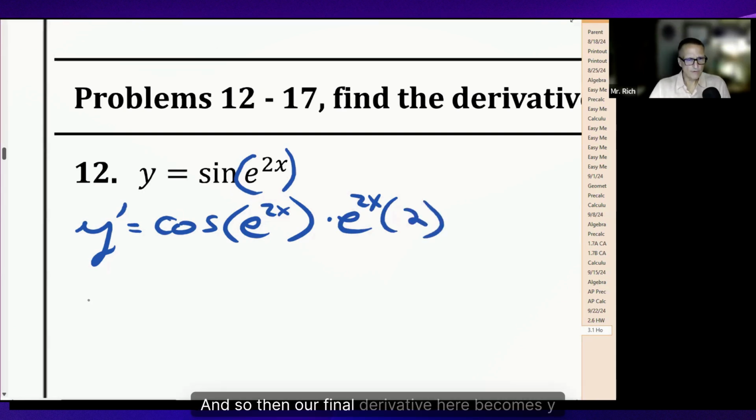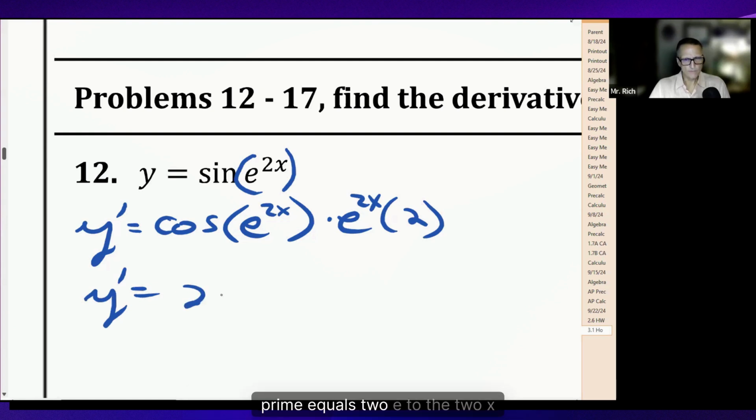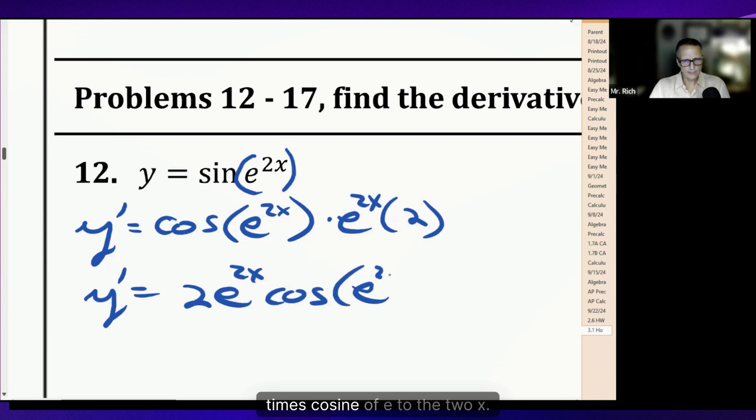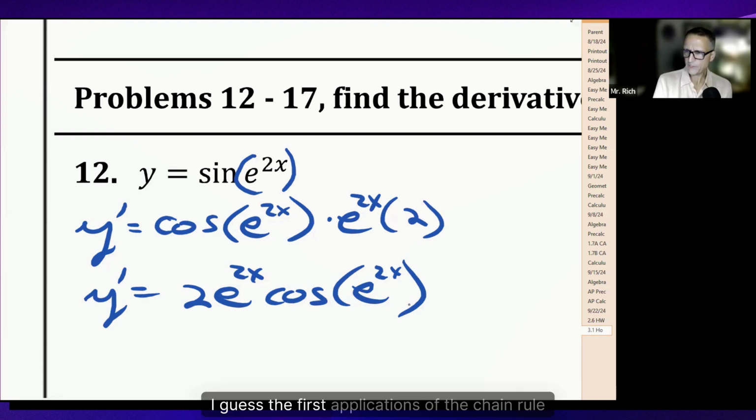And so then our final derivative here becomes y prime equals 2 e to the 2x times cosine of e to the 2x. And that is a chain rule problem. Now, one of, I guess, the first applications of the chain rule is in what we call implicit differentiation.